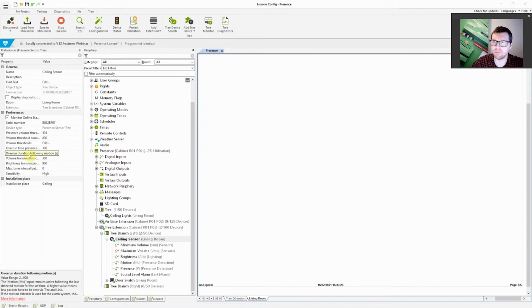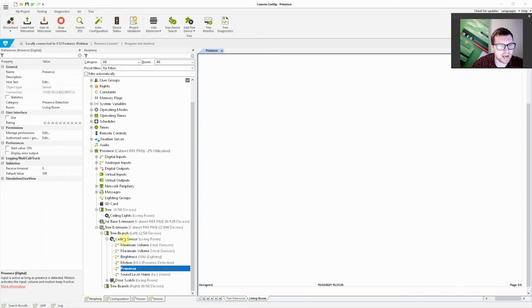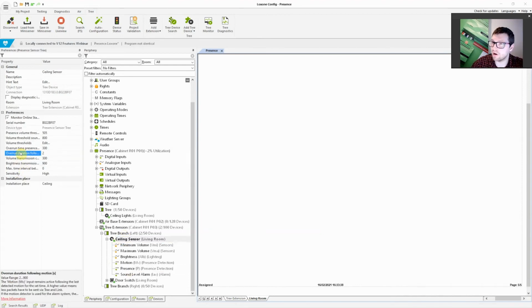And just like we have on motion, we also have an overrun time for presence. This means that if I were to trigger the sensor and then make a noise, if I then immediately walked out of the room, the presence input of the sensor would stay on for the overrun for motion, followed by the overrun for presence. So I would have 302 seconds of overruns there.